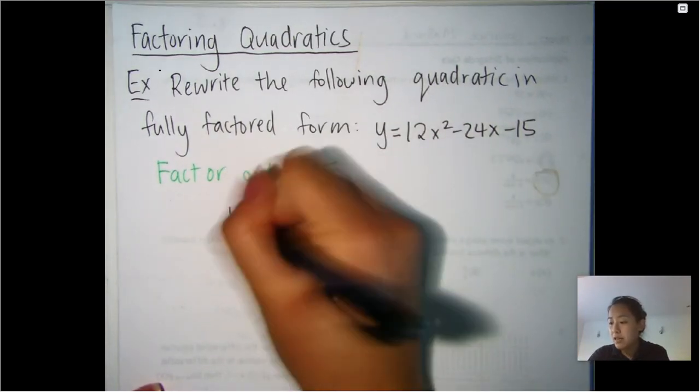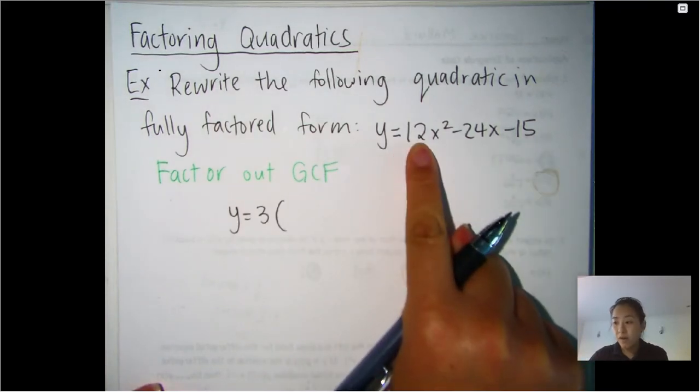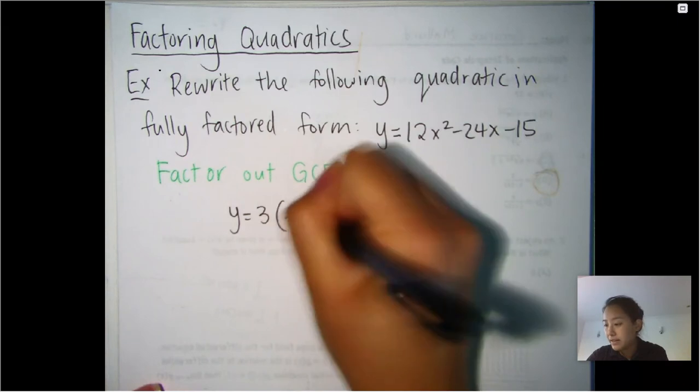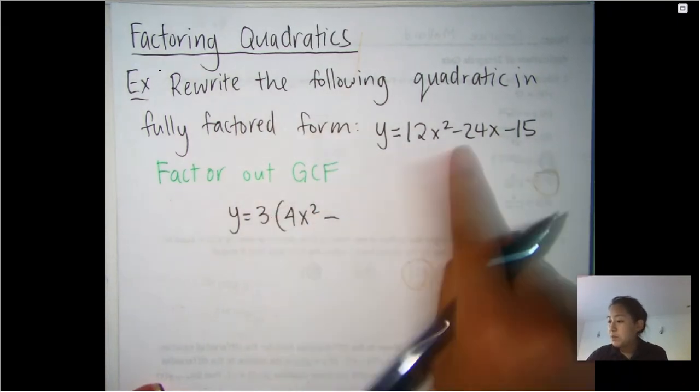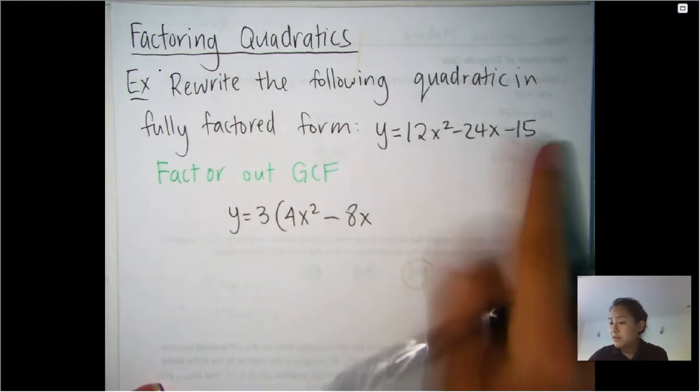So we have y equals 3 times, and then 3 times what is 12x squared? Well, that's 4x squared minus 3 times what is 24x? That's 8x. 3 times what is negative 15? That's minus 5.